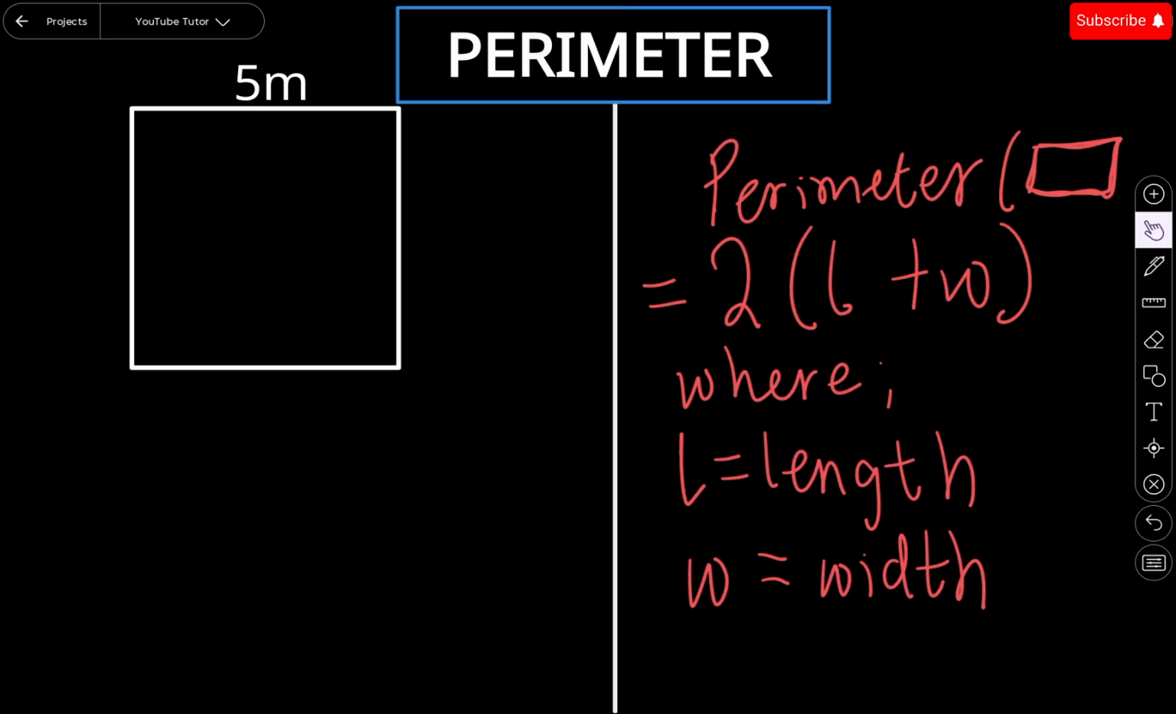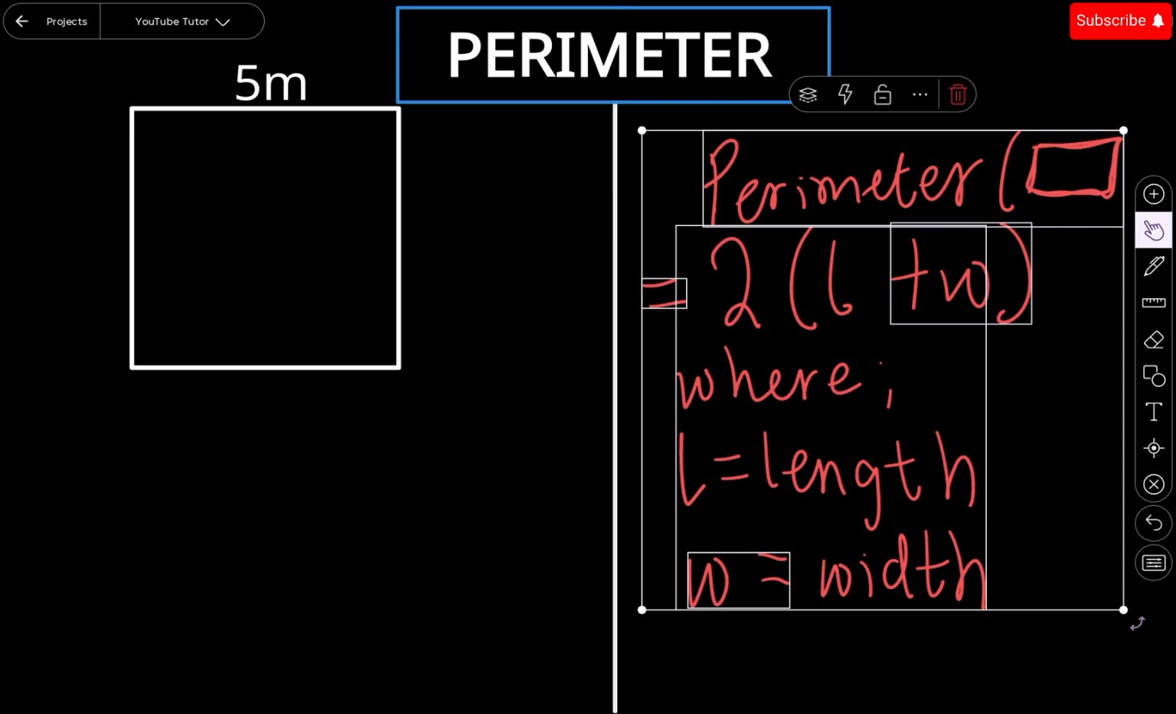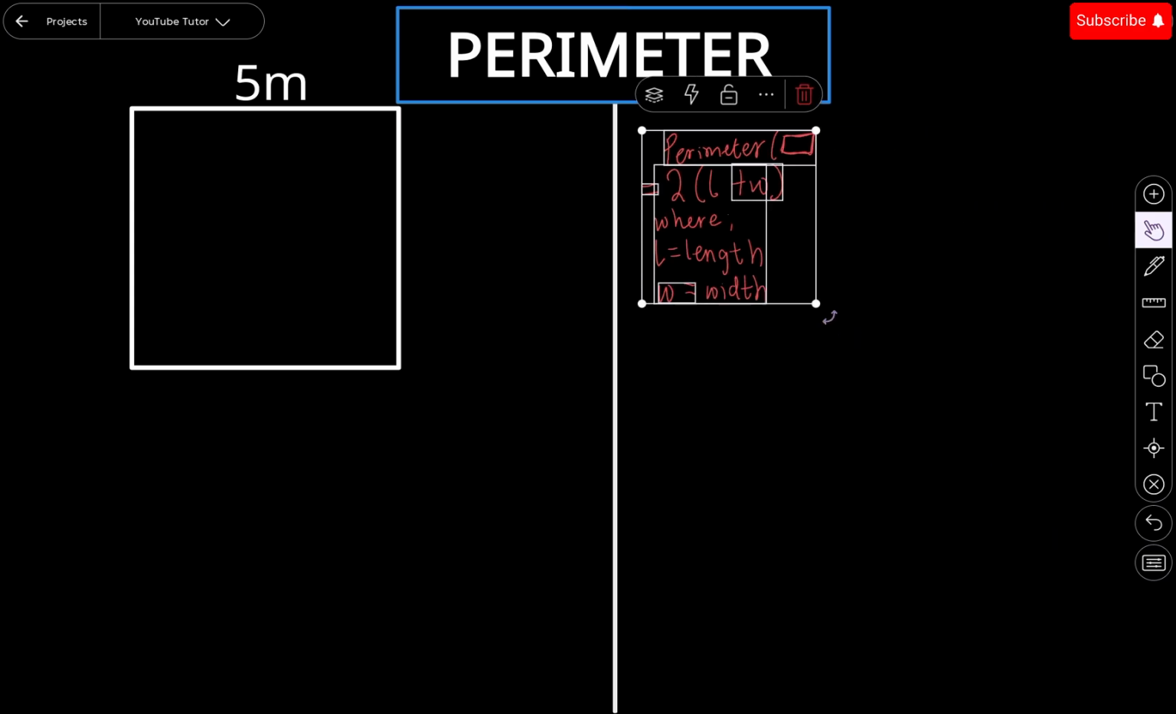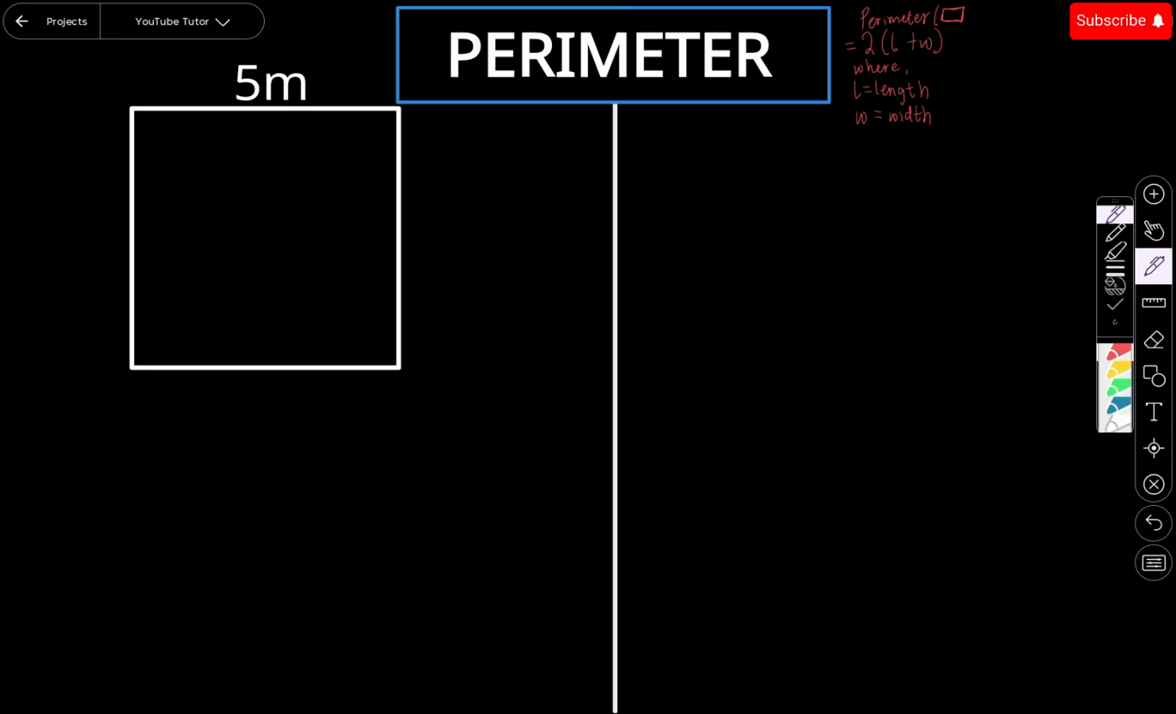And this is the formula for solving. We will use it to solve some questions in the course of the video. So stay tuned. Let me clear this one. I wouldn't even clear it. Let's just minimize and put it here. We will need it.